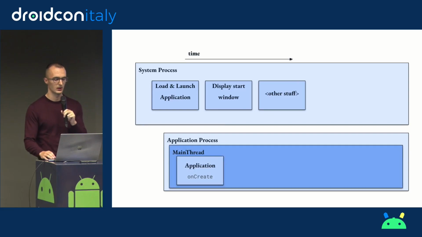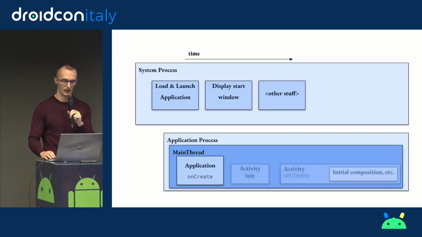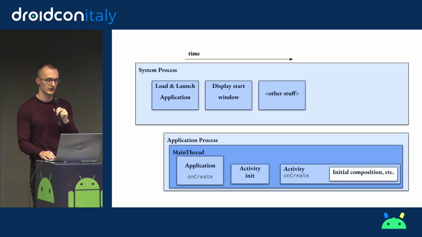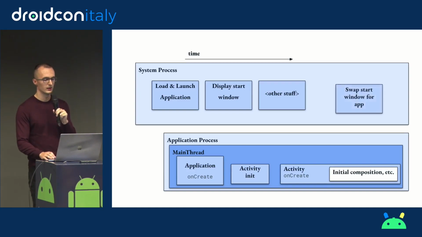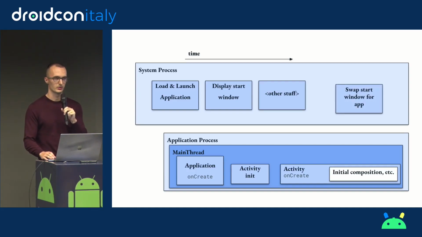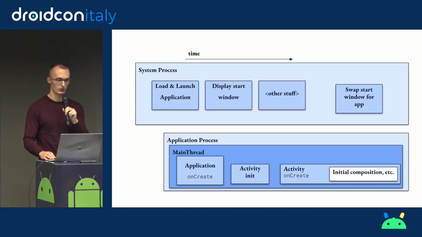In the meantime, application process creates an application object and it creates a main thread for your application. This is where your activity gets initialized, inflated, created, and drawn, and it's only at this point, after your activity is ready to draw its first frame, that the system process swaps the start window for the application window. So the splash screen is visible from when start window is displayed until the start window is removed.